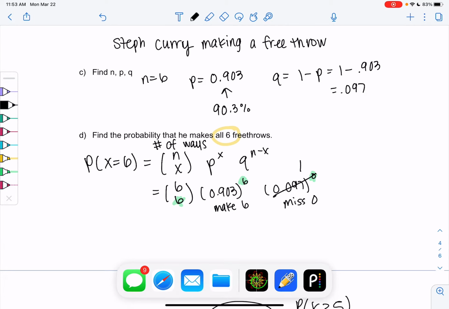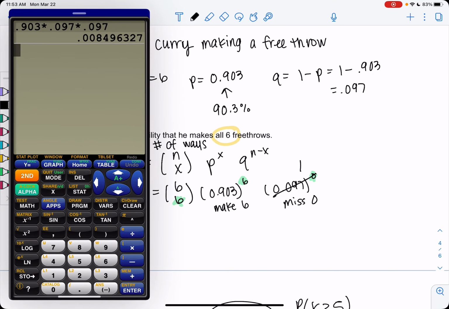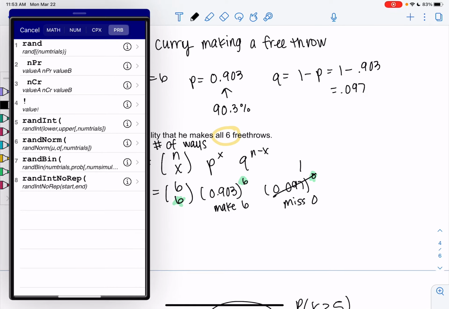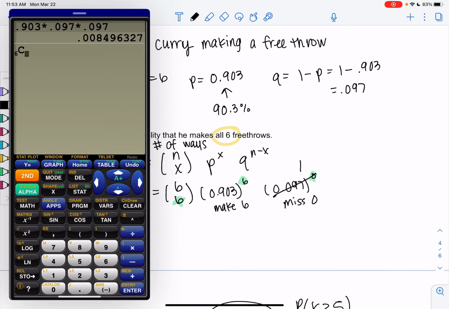Oops, wrong thing. Calculator. So we'll do 6, math, nCr, 6, 0.903 to the 6. And anything to a 0 power is 1, so we don't have to type it. So 0.5422.